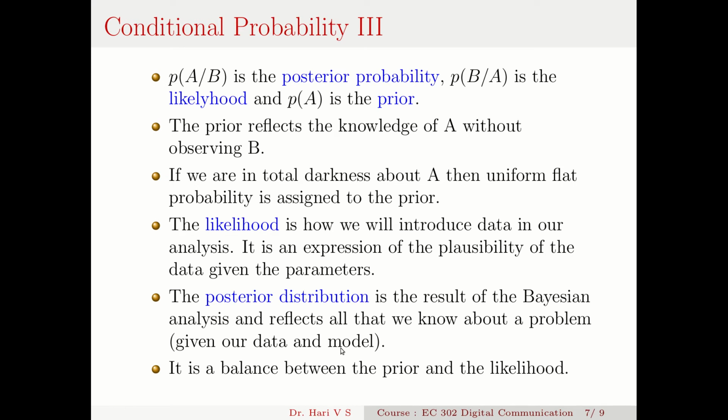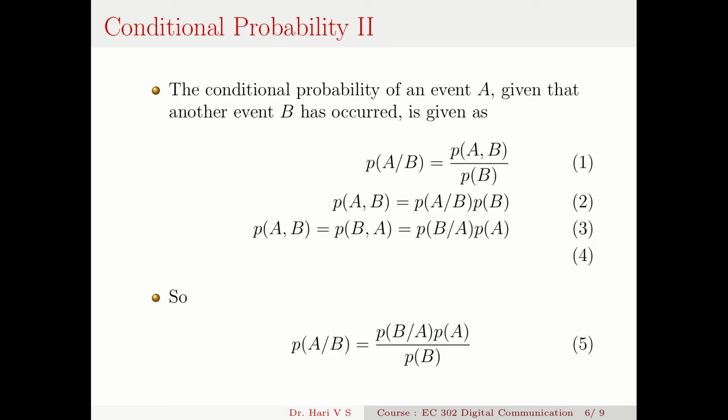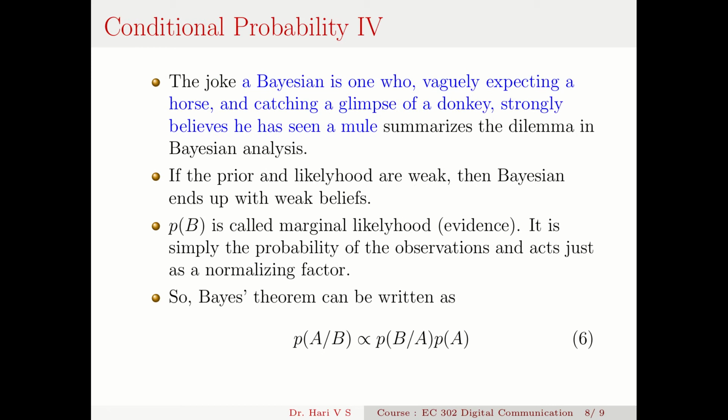So Bayesian analysis is actually a balance between the prior and the likelihood. Only if the prior and likelihood are strong will the posterior be reliable. There is an old joke saying that a Bayesian is one who, vaguely expecting a horse, on catching a glimpse of a donkey, strongly believes he has seen a mule. This summarizes the dilemma in Bayesian analysis.